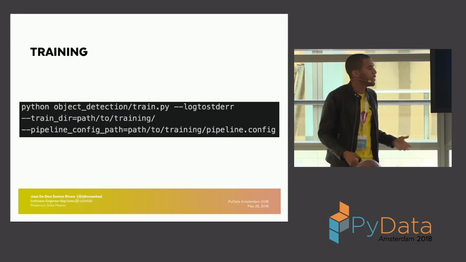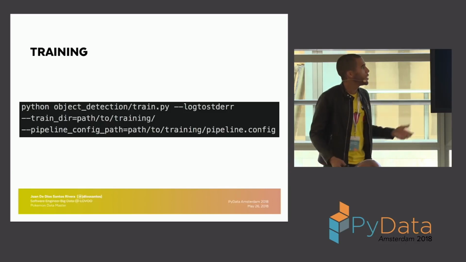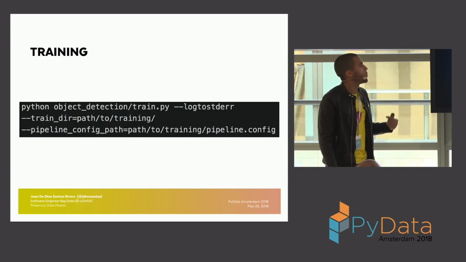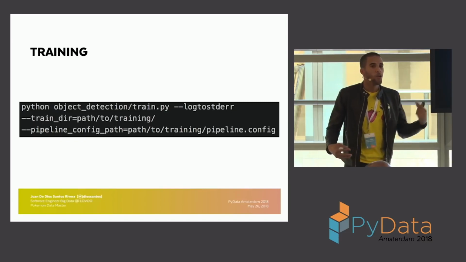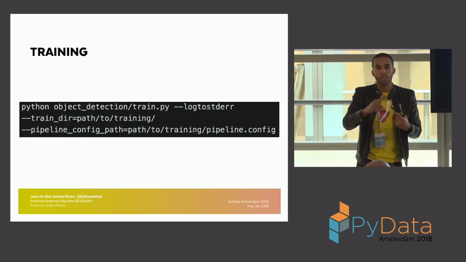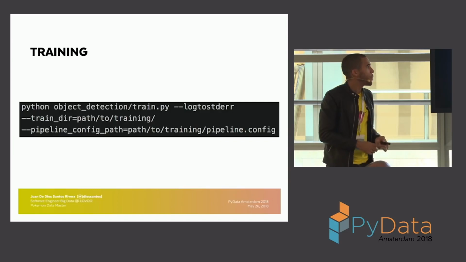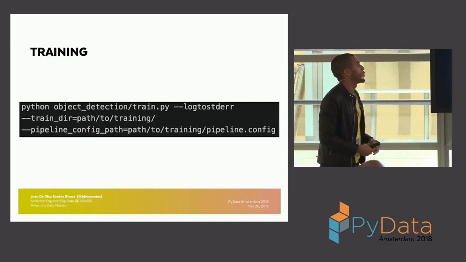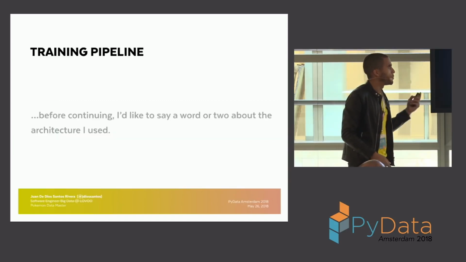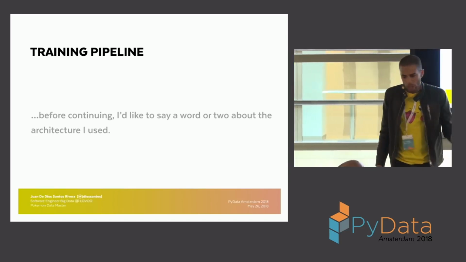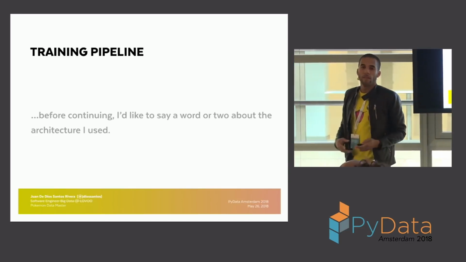It's called train.py, and we're simply going to call this script, and we're going to use as a parameter the path to my training directory, which is the directory where you have the TF record and the label map, and then you also need to specify where is your pipeline file.